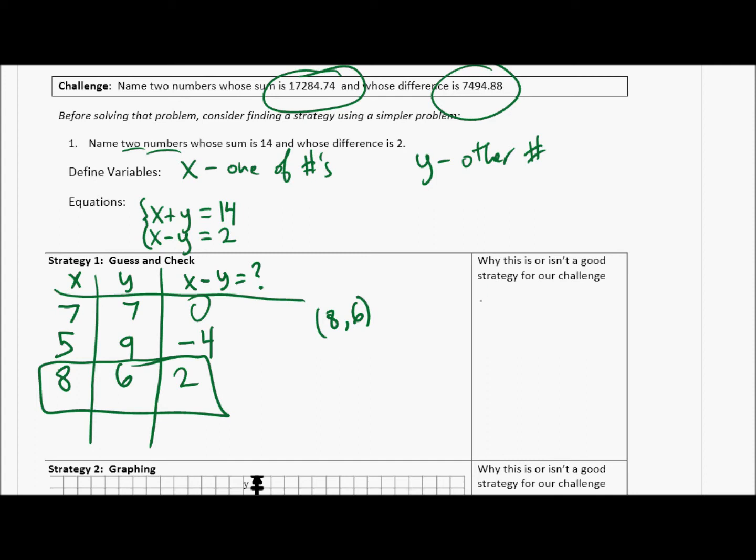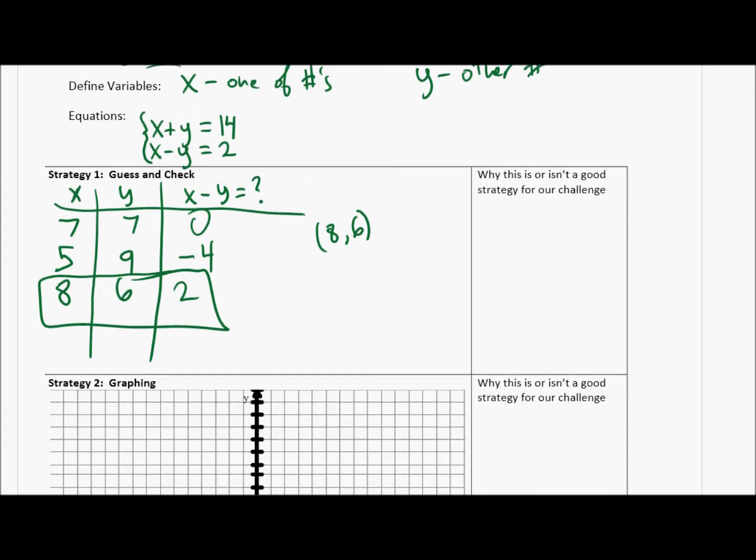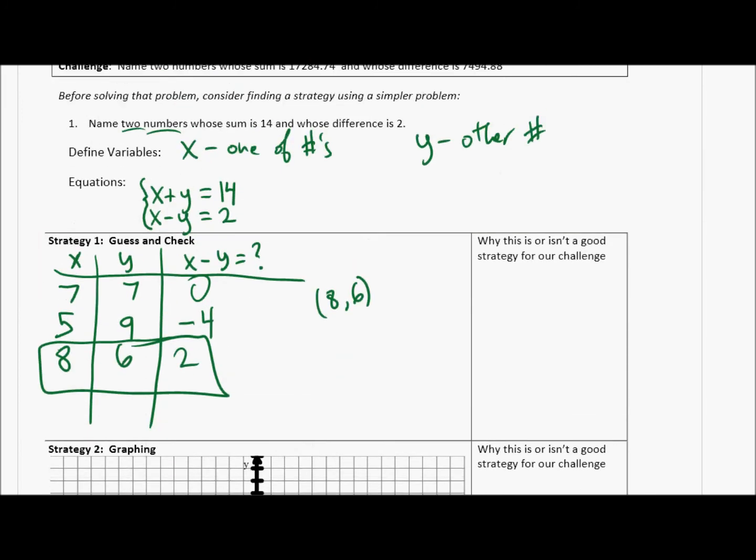So I don't think I'm going to bother writing this down. I'm hoping it is so blatantly obvious to you why that's going to be a bad strategy. It's just going to take too much time. All right, next we could try graphing.